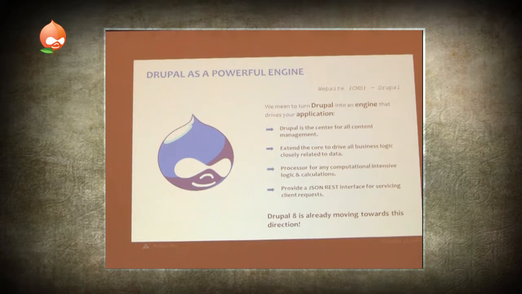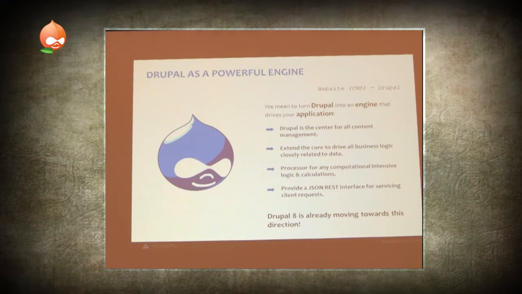So we mean to make Drupal into an engine that has your data, like a center for all your content management. The second piece is that I could extend the core to handle all the business logic and calculation related to data. Or if we like, we could make a more sophisticated workflow, tailored to your clients or your website, your needs. We could also add in a better user authentication system. These are suggestions. You don't really have to do it, but they make your engine better.